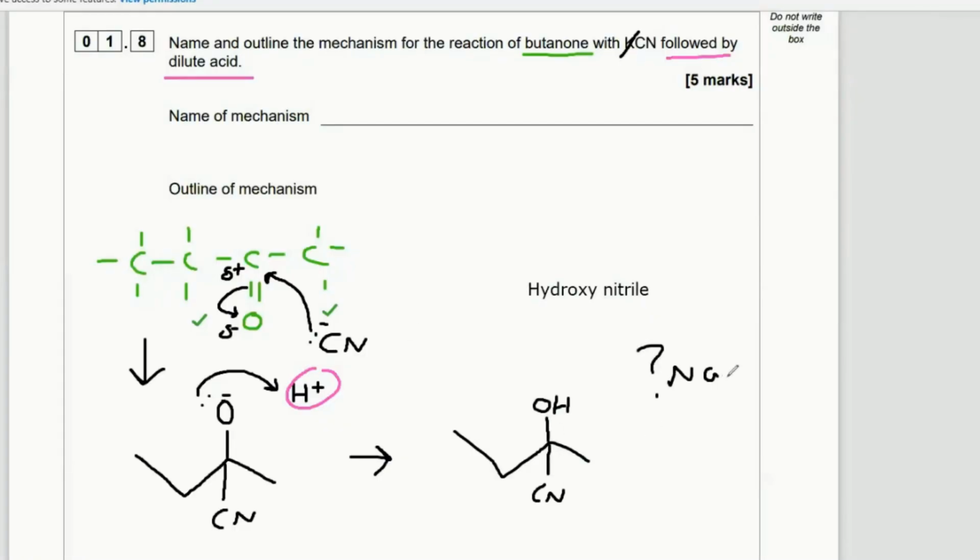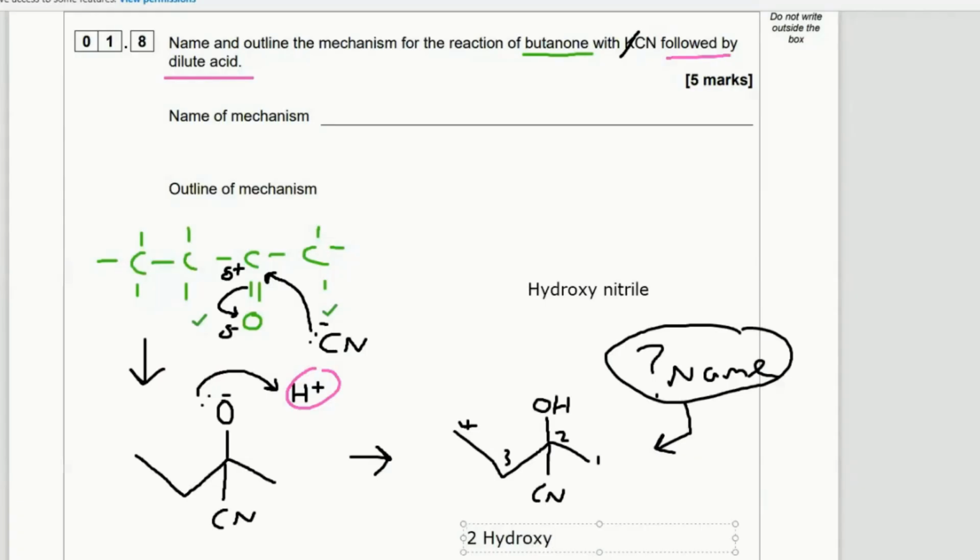How do we name this? Well, it's called a hydroxynitrile. So you don't need to name it, by the way. That's not one of the marks. You get all 3 marks or all mechanism marks for the mechanism. So we don't need to name this. But if you wanted to name it, you'd count the carbons along 1, 2, 3, 4, and you'd say, it looks to me like 2-hydroxy butan nitrile. Butan-2-nitrile. So 2-hydroxy butan-2-nitrile.